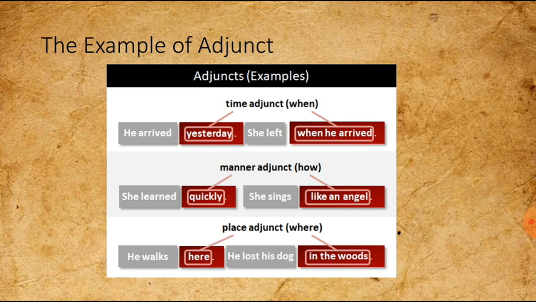The third is the place adjunct. He walks here. He lost his dog in the woods. So it's about the place. Where did he lose his dog? He lost his dog in the woods. So the word here and in the woods indicate the place.